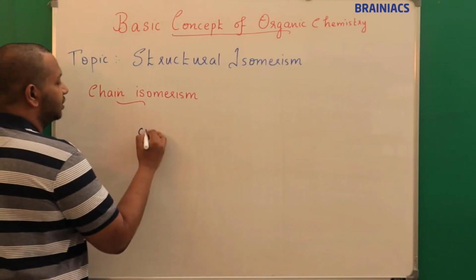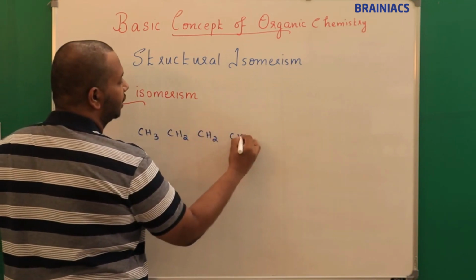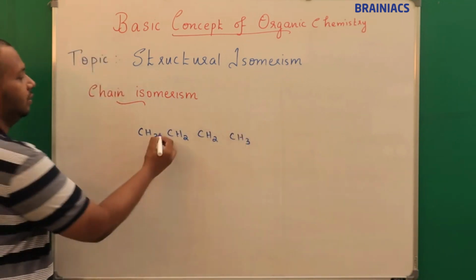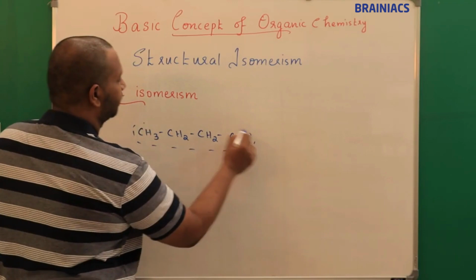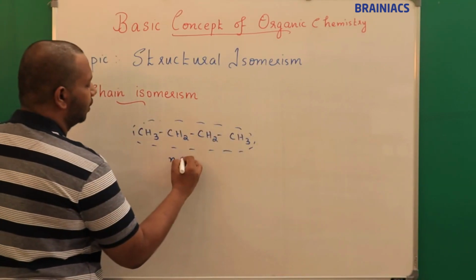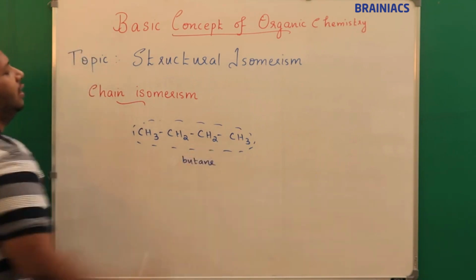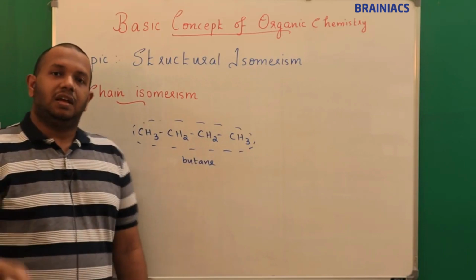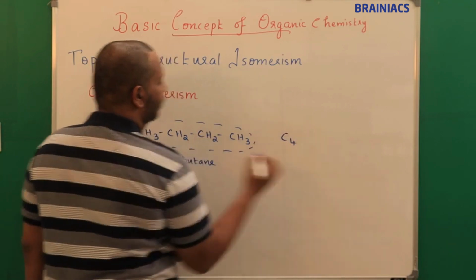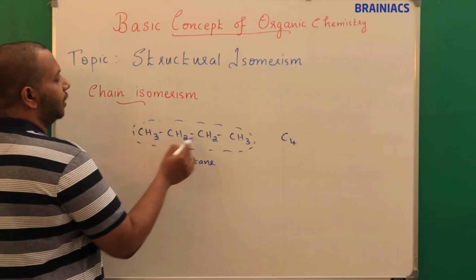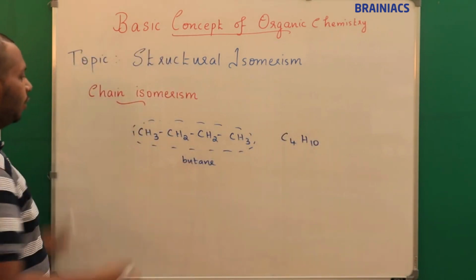So CH3, CH2, CH2, CH3. This is butane. Now I know how you name this one. You will take this as the principal carbon chain and name it normal butane or butane. You don't need to add normal, then it becomes the common name. Now what is the formula of this one? How many carbon atoms are there? 4 carbon, so this is C4. How many hydrogen? 3 plus 2 is 5, 5 plus 2 is 7, plus 3 is 10. C4H10.